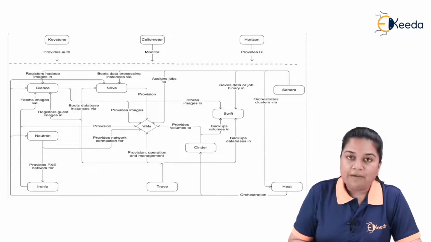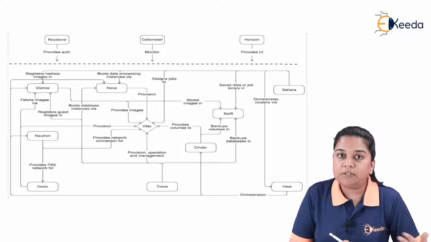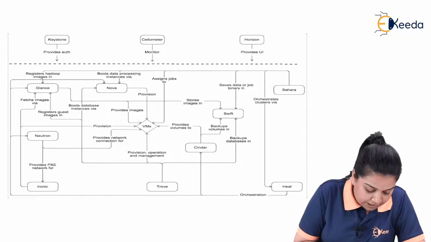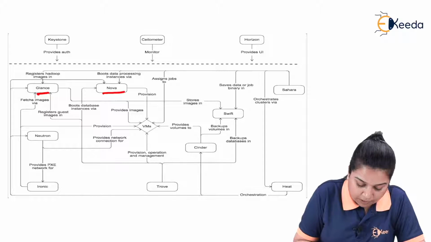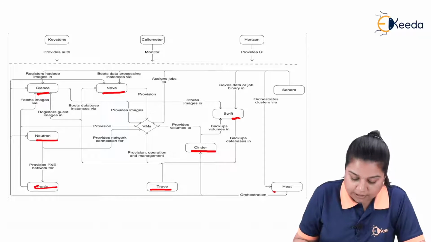First of all, for the basic architecture, we should know the concept behind that particular architecture. To know that, we should know what the conceptual architecture of OpenStack is. Here are some of the components of the OpenStack architecture, as we have studied before: Glance, Nova, Swift, Cinder, Trove, Neutron, Ironic, Heat, etc.